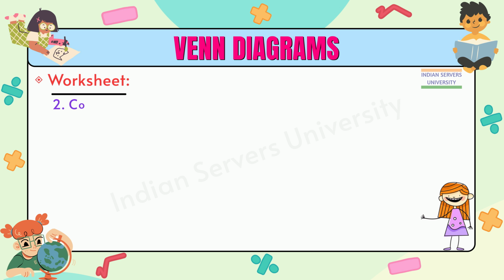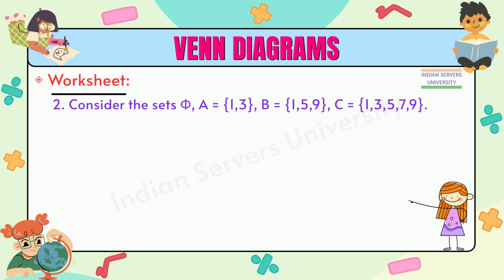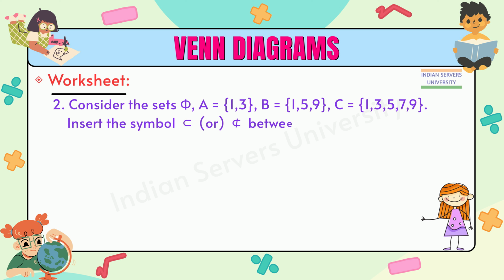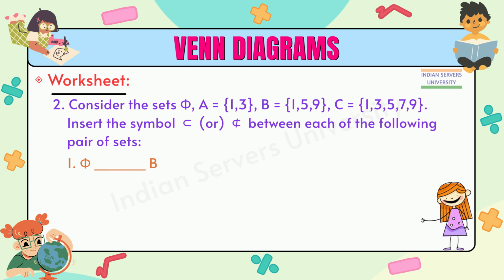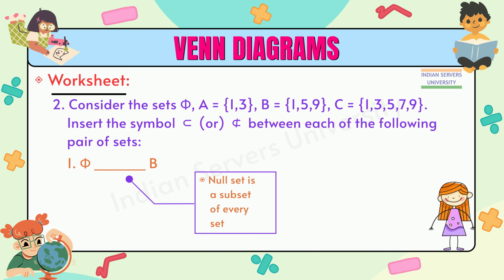Next one, consider the sets: phi, A equals {1, 3}, B equals {1, 5, 9}, C equals {1, 3, 5, 7, 9}. Insert the symbol subset or not a subset between each of the following pairs of sets. First one, phi, B. Manaki em telusu, null set is a subset of every set. So ikkada subset symbol vastundi.